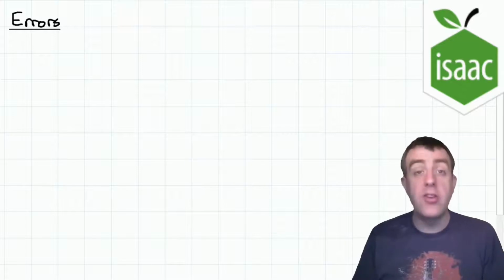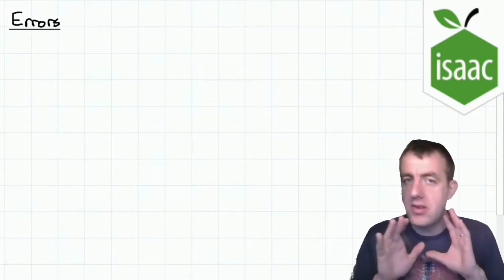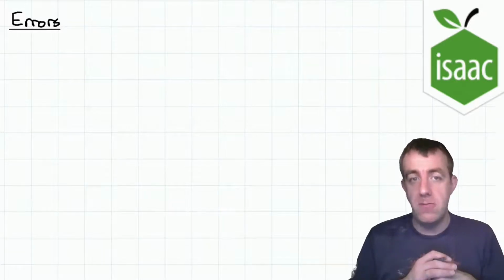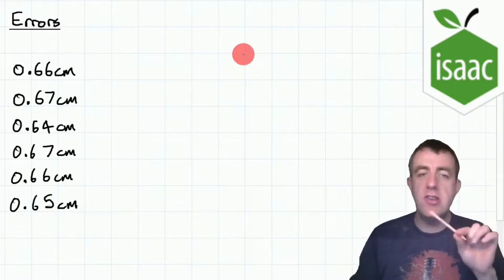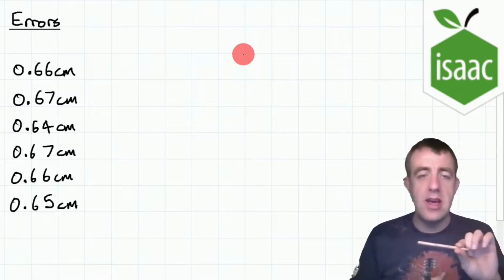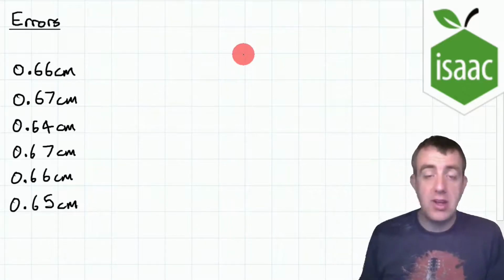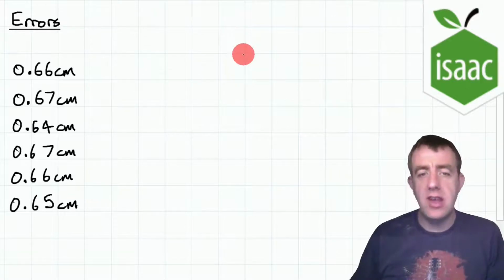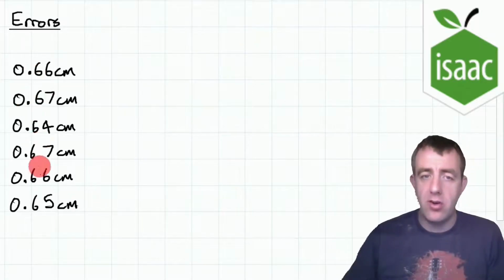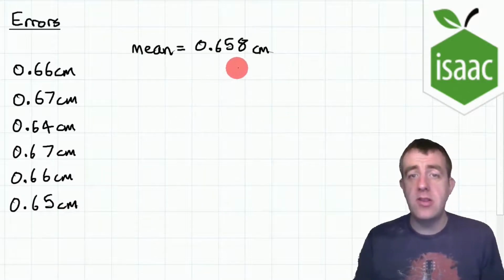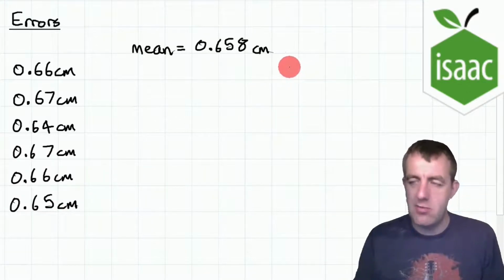So let's move on to errors. Errors are not mistakes. Errors are present in any investigation you do. Let's suppose I measured the diameter in 6 different places and got these diameters that you can see here. The mean is straightforward to calculate. We add these values together and then divide by how many we've got, which in this case is 6. When you do that calculation, you get 0.658 centimeters and a little bit more as well.